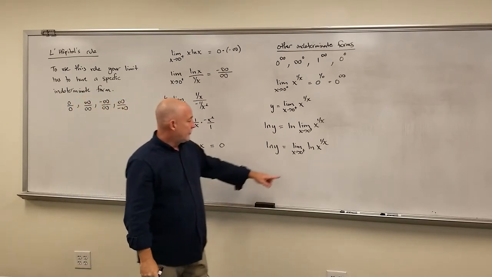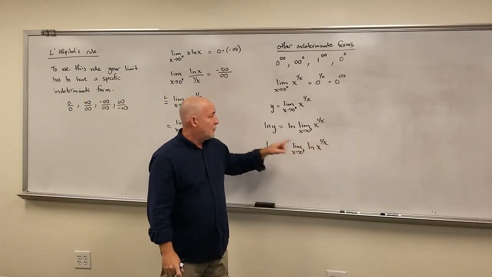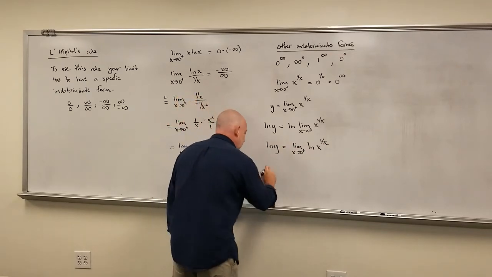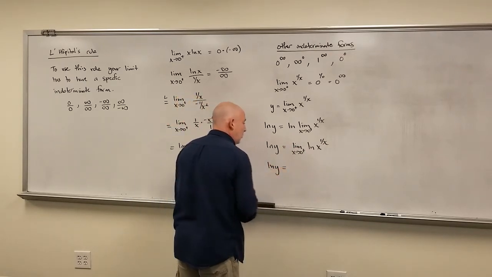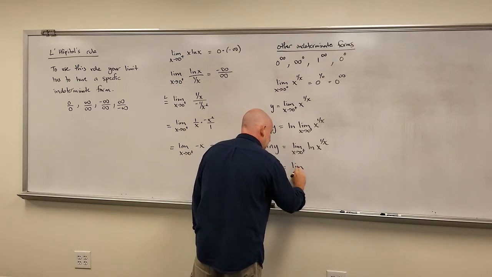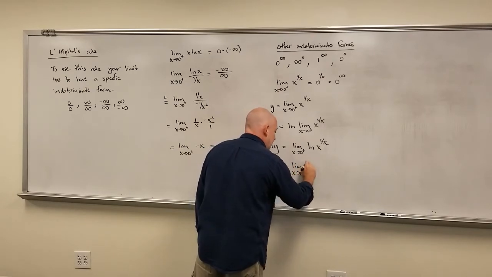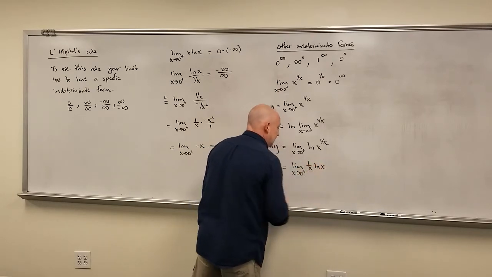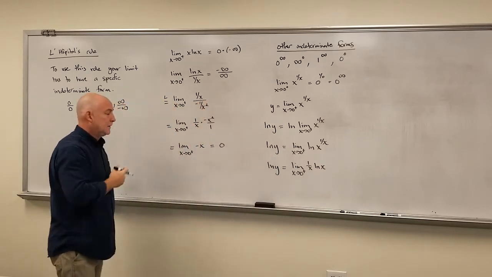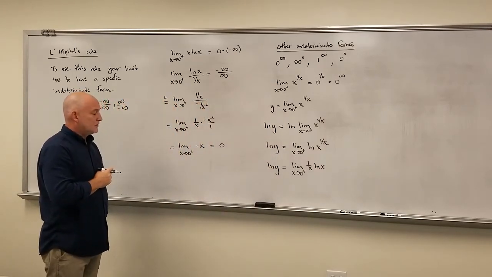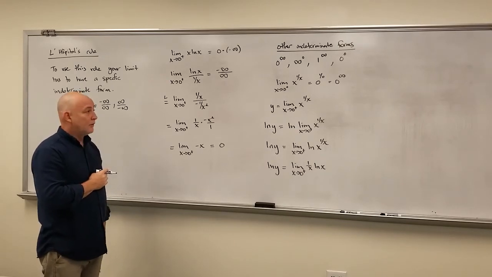Okay, so the reason we do the natural log is so now we can bring down that exponent. So I get the natural log of y is equal to the limit as x goes to 0 from above of 1 over x times ln of x. If we do direct substitution here, what are we going to end up with?